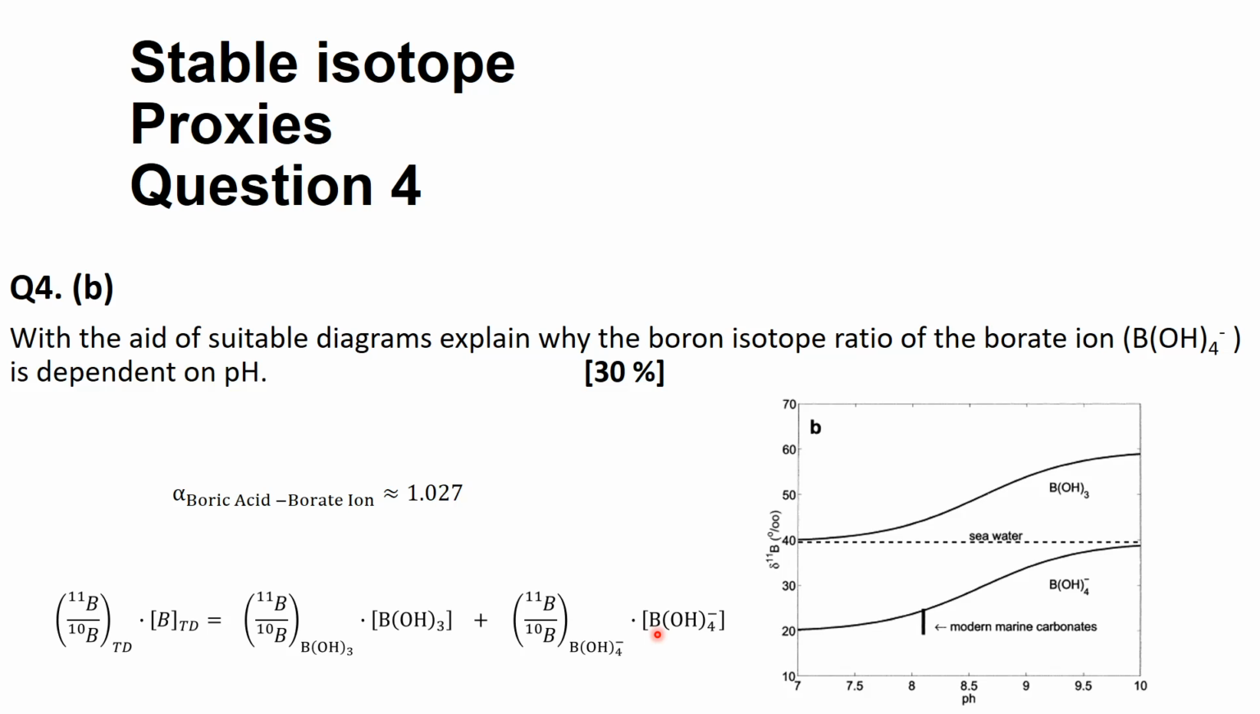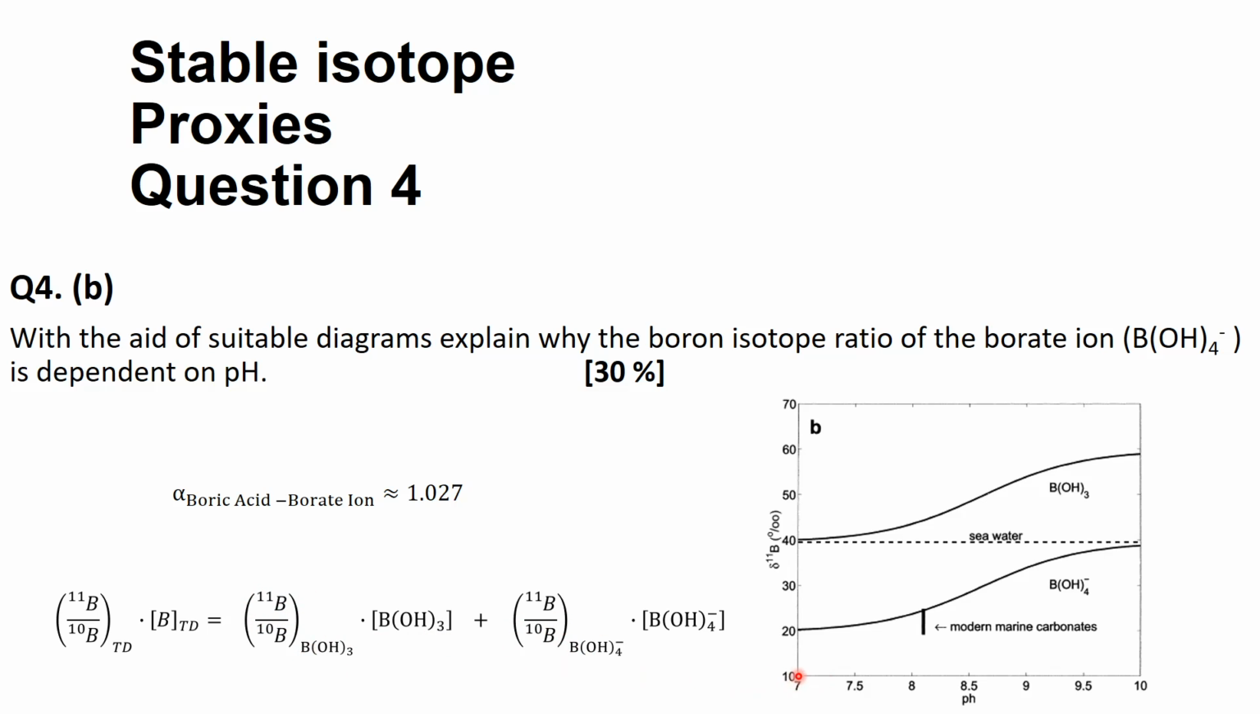So the important thing here to note is that if we change the proportions of the different boron-bearing species, so if we change the proportions of boric acid and borate ion because we're changing pH, and we're going to maintain a constant fractionation between them, and we're going to maintain that the total boron isotope ratio has to be the same, we're not taking isotopes in or out of the ocean, then that means that the isotope composition of the two components must change.